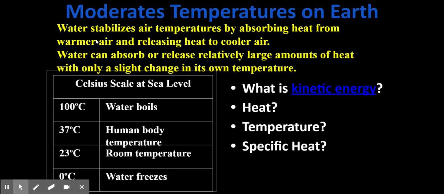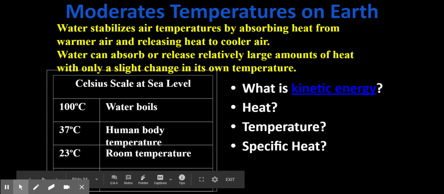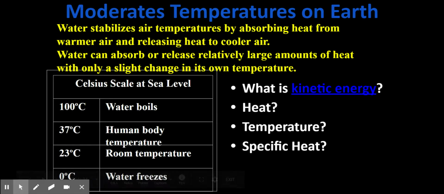Water stabilizes air temperature by absorbing heat from warmer air and releasing heat into cooler air. So it keeps the temperature more stable, and it can absorb or release relatively large amounts of heat with only a slight change in its own temperature. So for reference, water boils at 100. Our body temperature in Celsius is 37. Room temperature is about 23 degrees, and water freezes at 0 degrees. Now, these are all Celsius, which we use in science. We don't use Fahrenheit. We use Celsius or Kelvin.